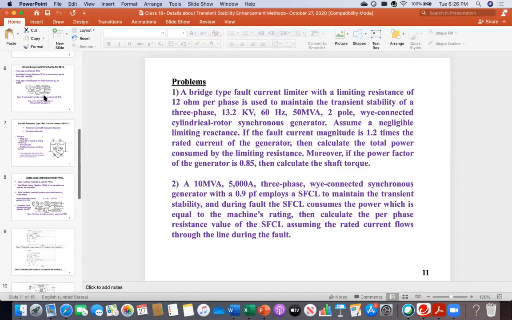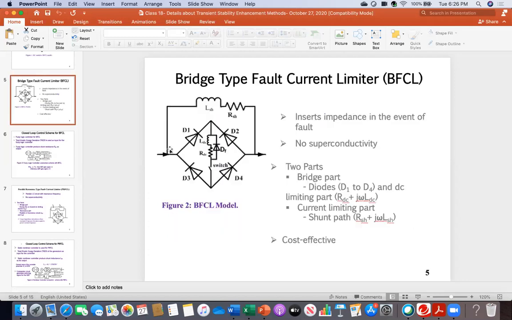So, simply speaking, you just take this example. Your fault current is fully flowing through the upper path because this switch has already been opened, so you don't think about that bridge part. Your fault current is flowing through that one, and that has a 12 ohm value. And L is negligible, it says. So you find out how much current is going there.